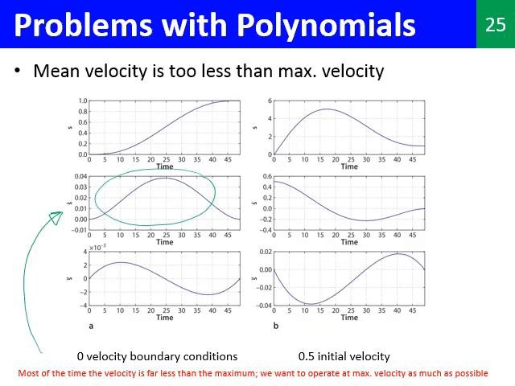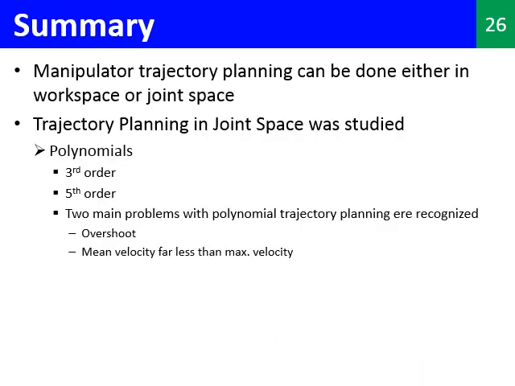Now we saw the problems associated with polynomials, and we would use other techniques to overcome these problems. With that, we have come to the end of the first part of the trajectory planning lecture. Manipulator trajectory planning can be performed in either workspace or joint space. We mainly looked at joint space trajectory planning.